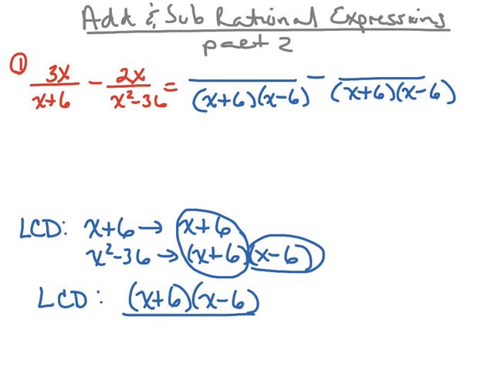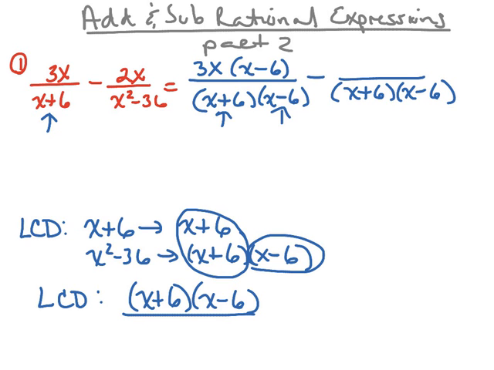Now if we take a look at this first fraction, you notice we've got the x plus 6. And that's already in my denominator. What I don't have is that x minus 6. So what I'm going to need to do is take that numerator 3x and multiply it with a x minus 6. Because just like with other fractions, whatever I do to the bottom, I've also got to do to the top. So if I'm multiplying the bottom, my denominator, by x minus 6, I've also got to multiply my numerator by x minus 6. And I'll go ahead and do that multiplying here in a second.